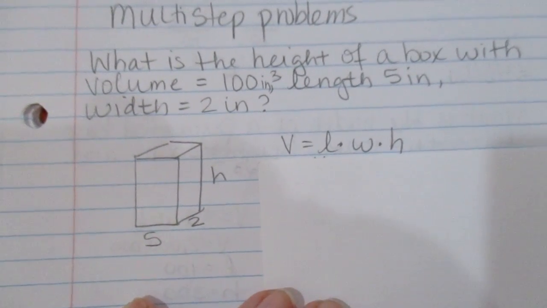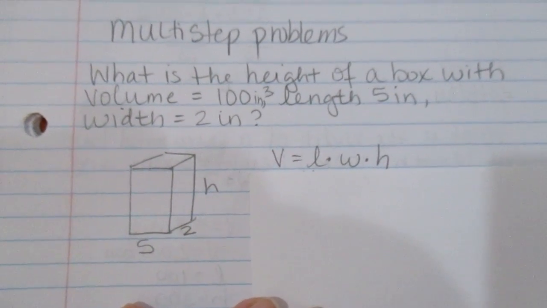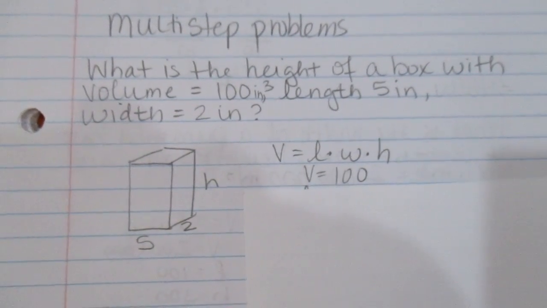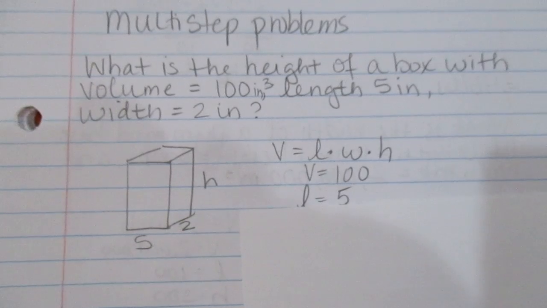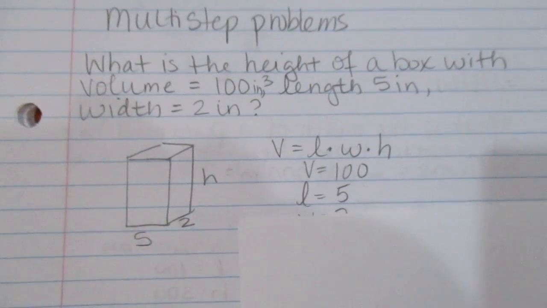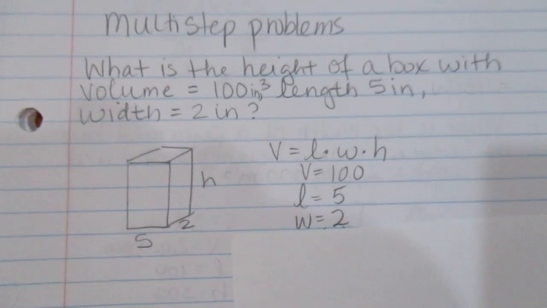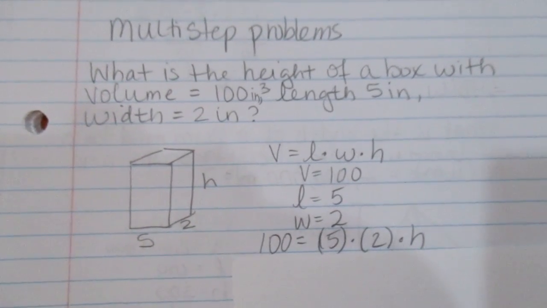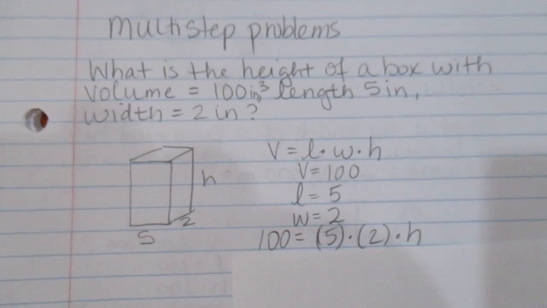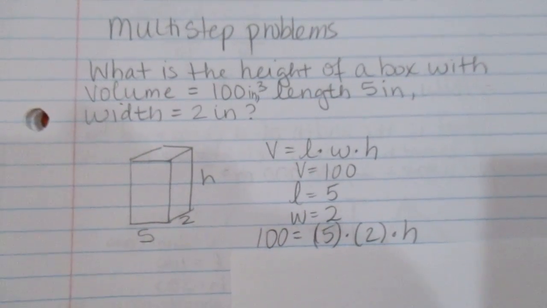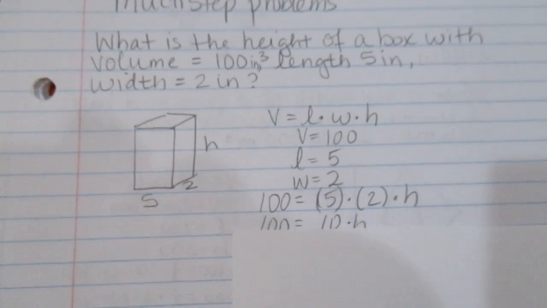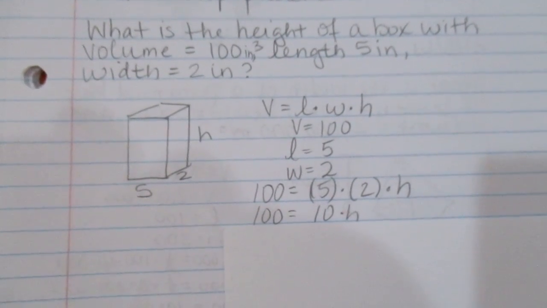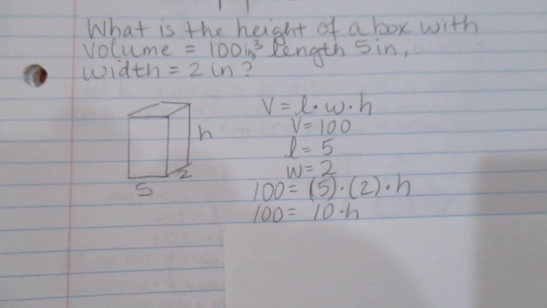Then I want to define the variables that I'm given. In this problem, I'm given the volume. The volume is 100 cubic inches. I'm also given the length, which is 5, and I'm given the width, which is 2. And I'm going to substitute those back into my equation. So I get 100 equals 5 times 2 times the height. Now I can simplify. 5 times 2 is 10, so 100 equals 10 times the height.